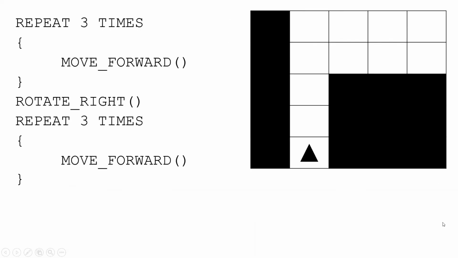This next one, here we go. Okay. I always like drawing the little head on there. So we're facing up initially. Perfect. And now I have a few loops here. So it says repeat 3 times, move forward.